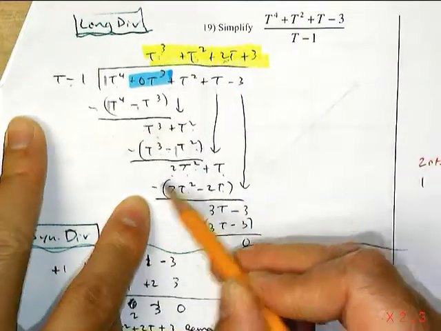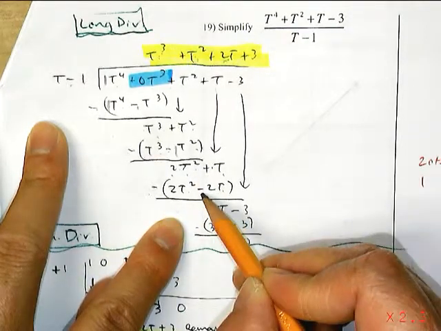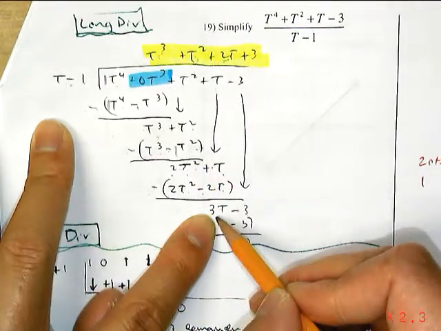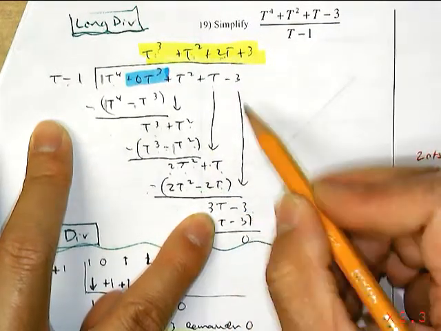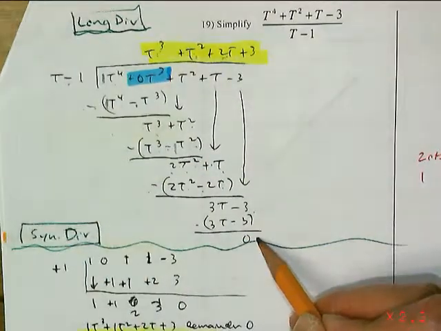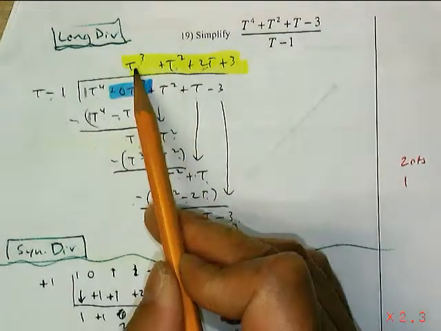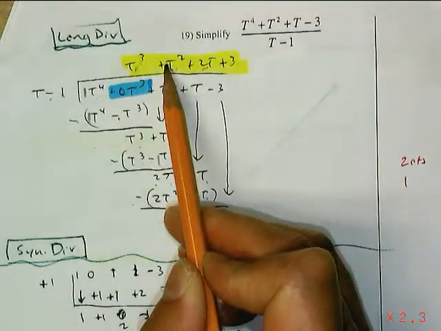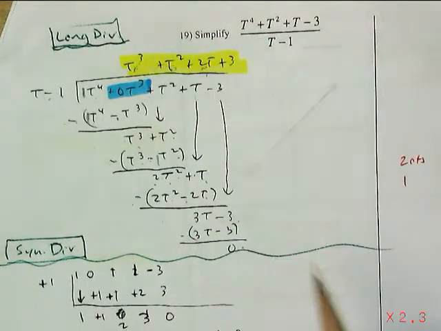Now we're going to subtract. 2 minus 2 is 0. 1 minus a -2, that becomes a positive, so that's 3t minus 3. Bring that one down. That goes in 3 times. And notice how you have a remainder of 0. If you got at least 1 or 2 of them correct, I give you 2 points. If you got at least 3 of them right, I give you 3 out of 4.